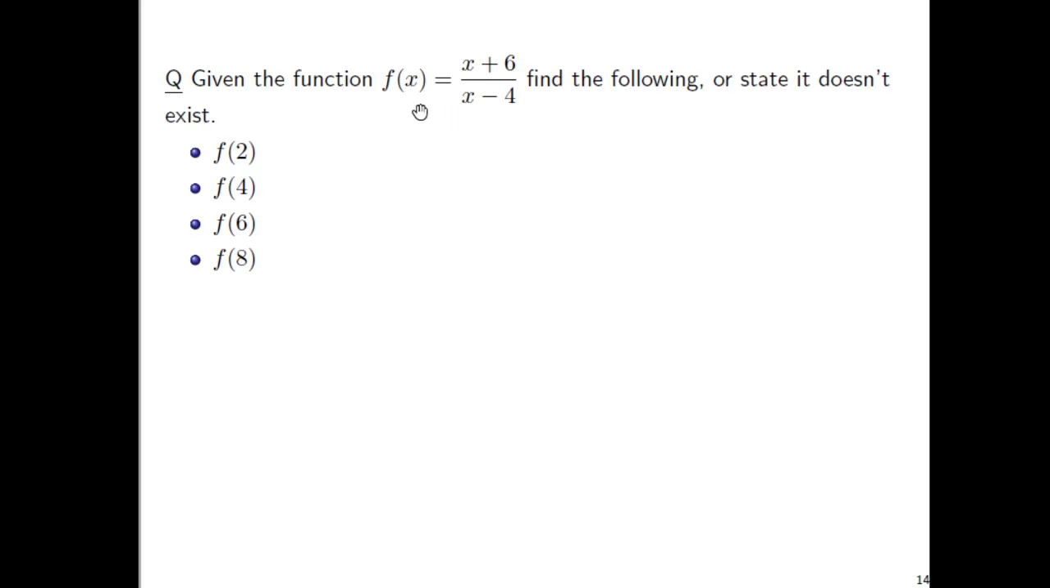Okay, given the function f of x equals x plus 6 over x minus 4, find the following or state that it doesn't exist. So we have four things to find here.